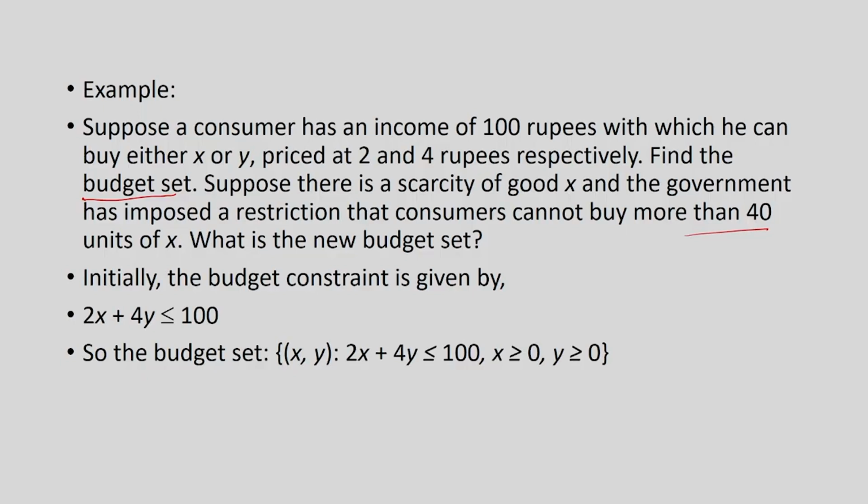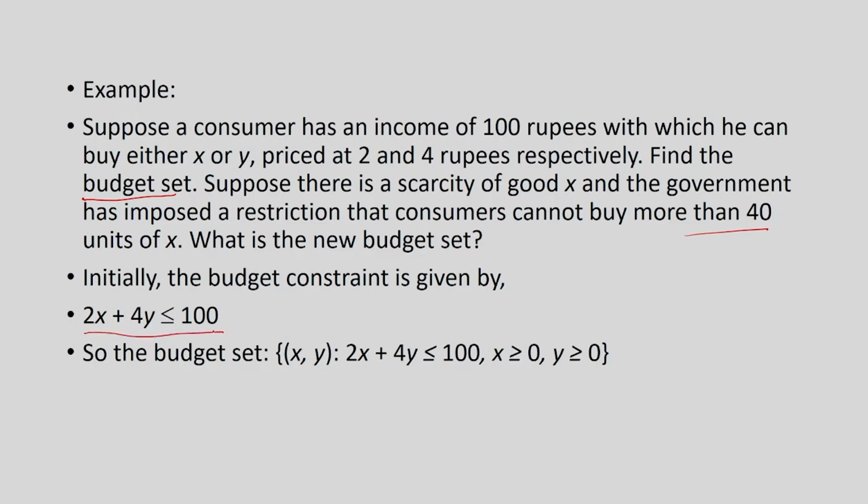In the first part, the total income is given, the prices are given, we have to mention the budget set. So, that is the first part, and the second part is imposing a new thing, which is that the government has imposed a restriction that because of scarcity of good X, the consumers cannot buy more than 40 units of X. In that case, what is the new budget set? Okay, let us do the first one first.